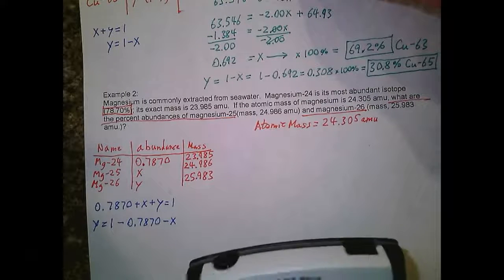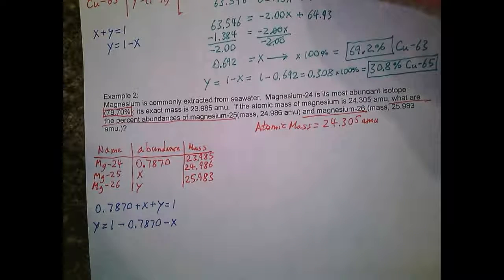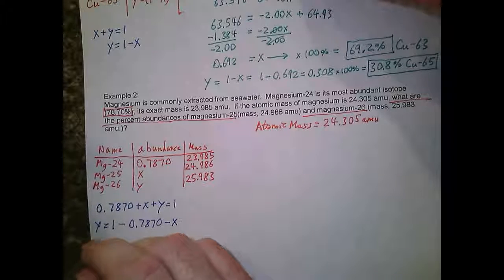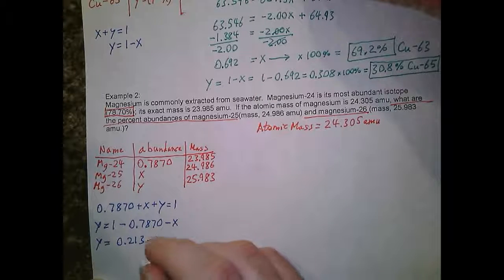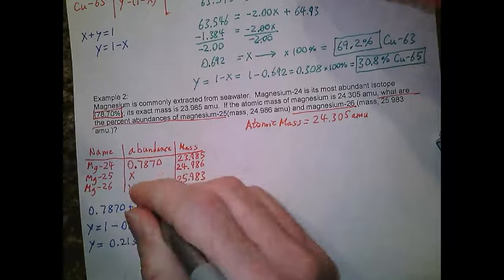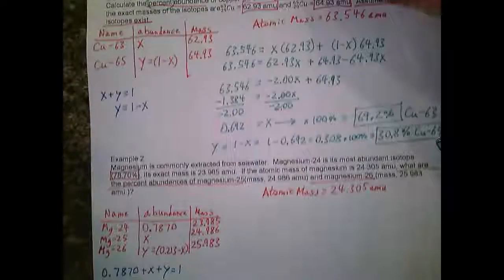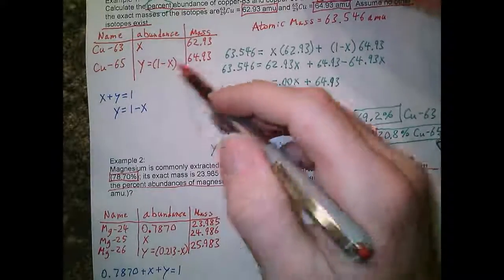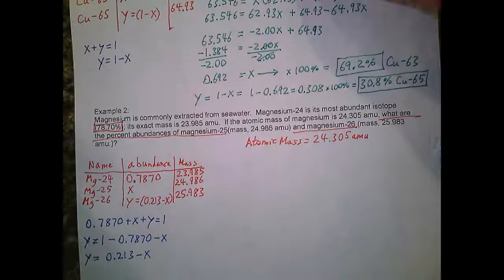So really what we need to find out is what is 1 minus 0.7870. You get 0.213. So Y equals 0.213 minus x. Same concept as what we did up here, but instead of being 1 minus x, since I have another abundance given, it's 0.213 minus x. We're going to set it up the same exact way we set up the other problem.